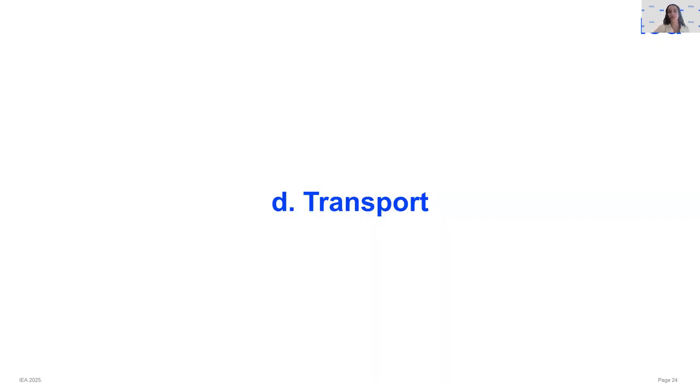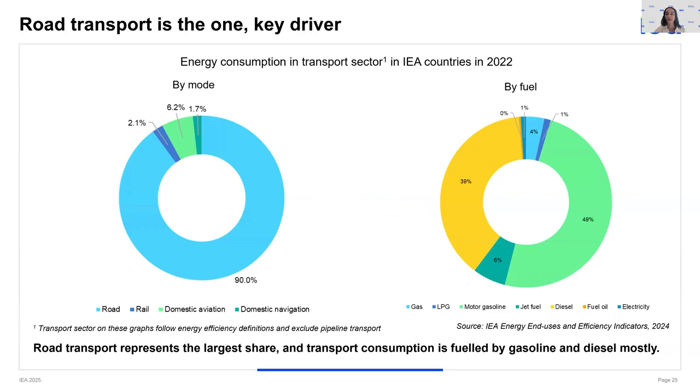Finally, for the transport sector, we divide the transport sector into 4 main modes and fuels. And here we can see that in 2022, for the countries, road takes up to 90% of the total consumption, and oil products account for the majority consumption.